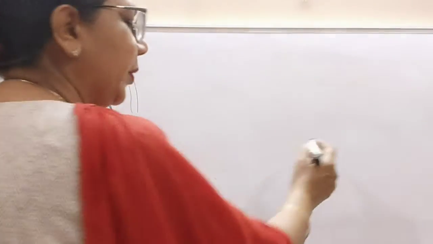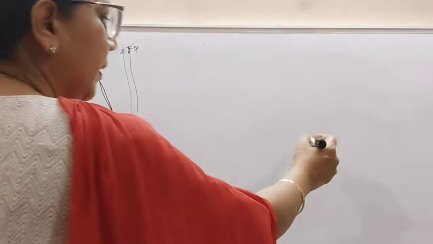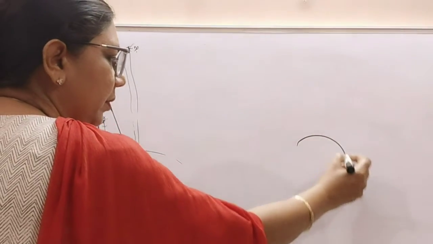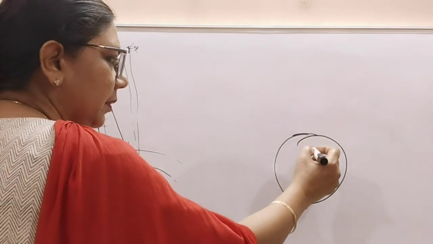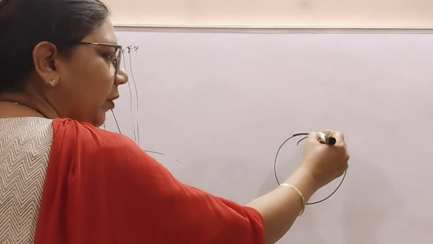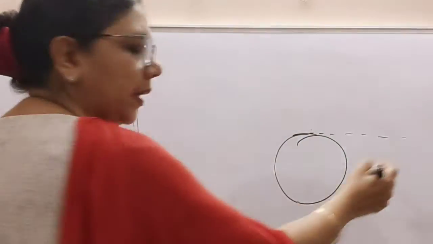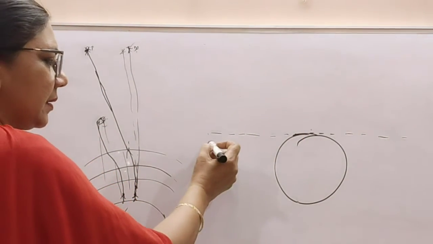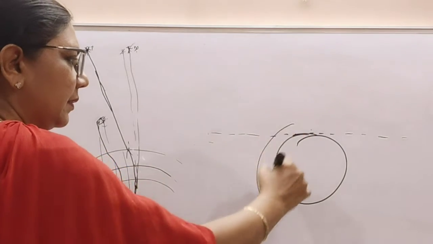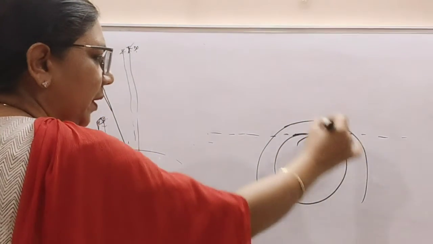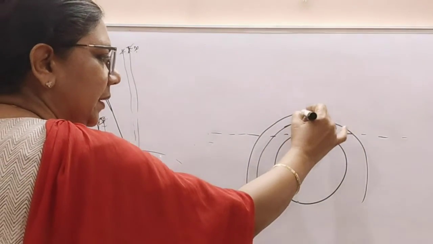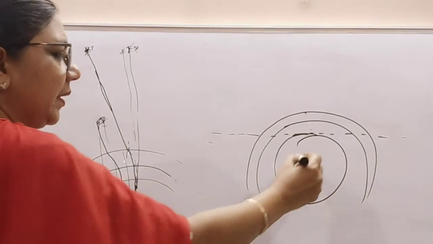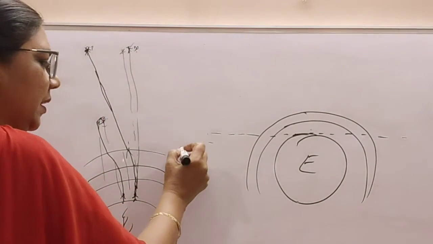Again this occurs because of atmospheric refraction. The earth is here and the observer is here. This is the horizon. During the sunrise, the sun is below the horizon. These are the atmospheric layers, you can say. This is the earth. So the sun is below the horizon.